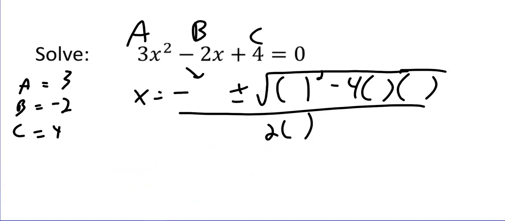Because in this case, the opposite of b, which is a negative, will end up being a positive. So pay attention whenever you're filling in a negative b. All right? b squared, negative 2 squared, minus 4ac all over 2a.